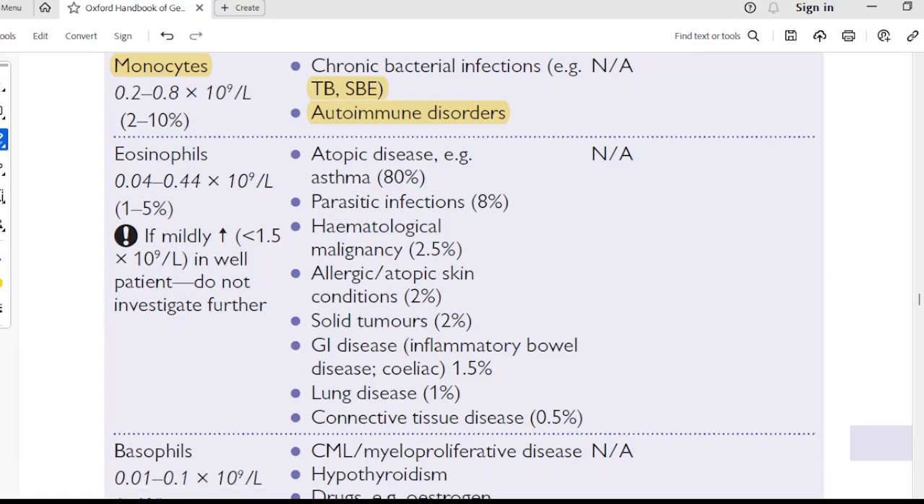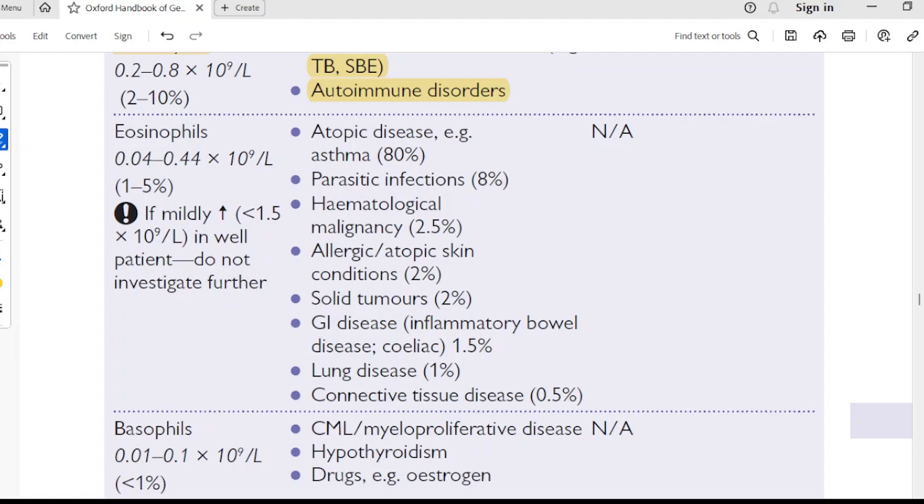So whenever you see a monocytosis of more than 10%, you should consider investigation for tuberculosis, SBE, chronic infections, or autoimmune disorders. Eosinophil count: 0.04 to 0.44 ×10^9, which should be 1 to 5%. If mildly increased, less than 1.5 in a well patient, do not investigate further. If it's only mildly increased, less than 1000 cells, do not investigate further. It's normally 40 to 440 cells.